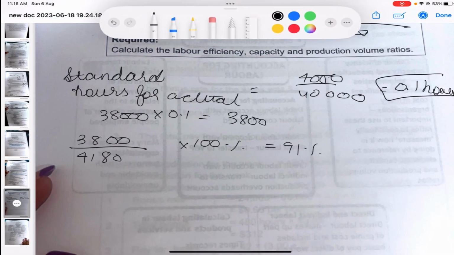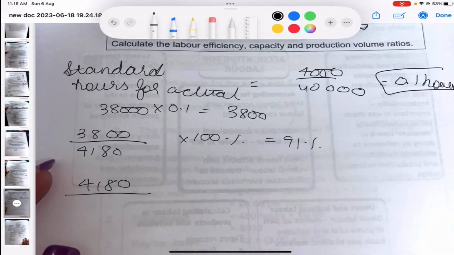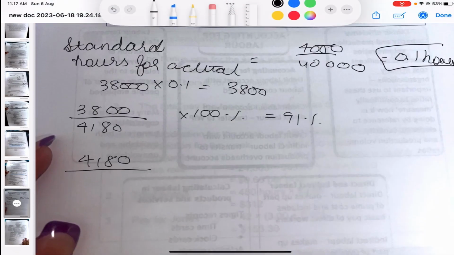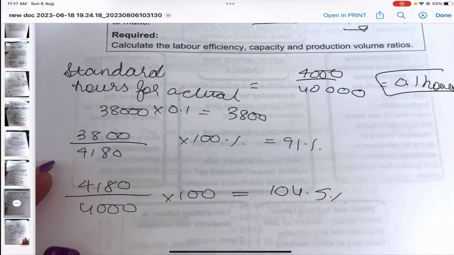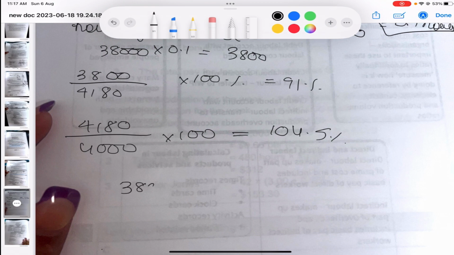Capacity ratio is actual hours worked. Actual hours is given in the question, which is 4,180, divided by budgeted hours. Budgeted hours is 4,000 hours, multiplied by 100. That would be 104.5%. Next we have the production volume ratio. Production volume ratio is standard hours, which we had calculated, divided by budgeted hours multiplied by 100%. This would give you 95%.